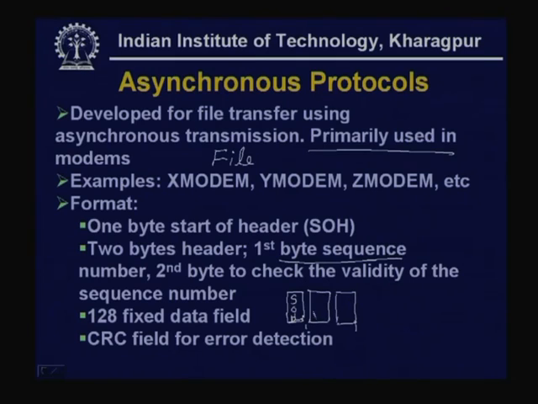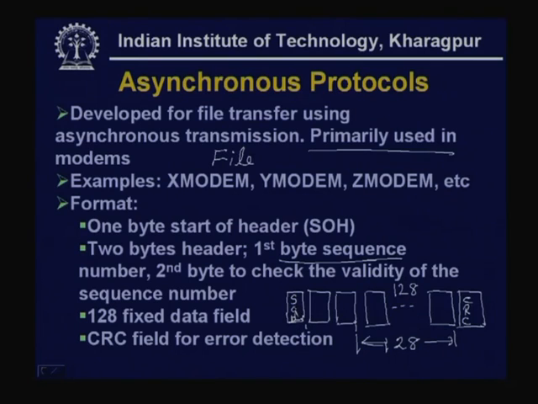Since we are using 1 byte of character, the number of stations is restricted to 128. After that there is a fixed data field of 128 bytes, and after that there is a checksum or CRC that is only 1 character, that means 8 bits. So this is the frame format, with the 128 data bytes and finally the check character. This is how you can send one file or one frame.